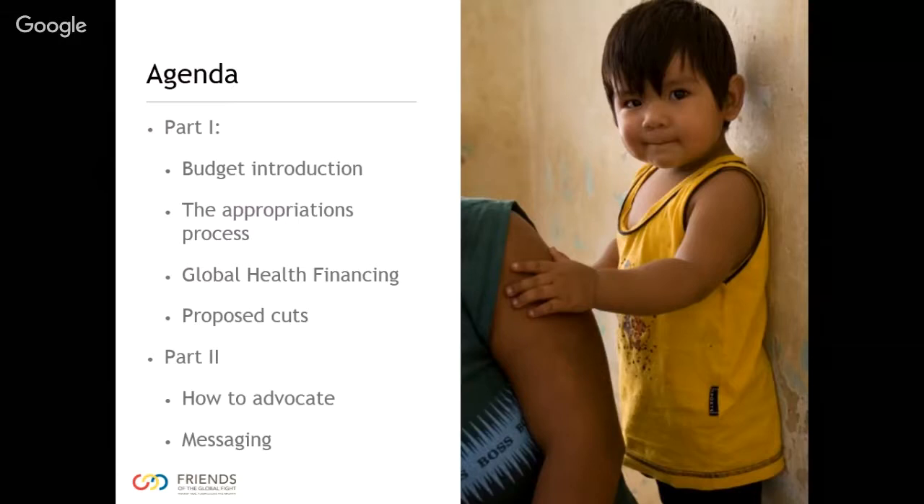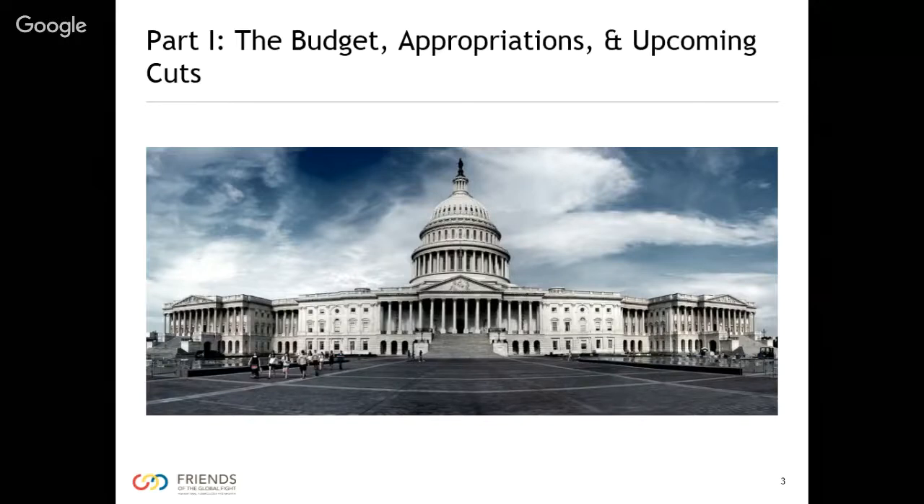So first, we'll just go through the agenda. The first part goes over the budget introduction, the appropriations process, global health financing, and the proposed cuts by the administration. The second part is focused on advocacy, on how to advocate and how to message. So let's begin. Part 1, the budget, appropriations, and upcoming cuts.